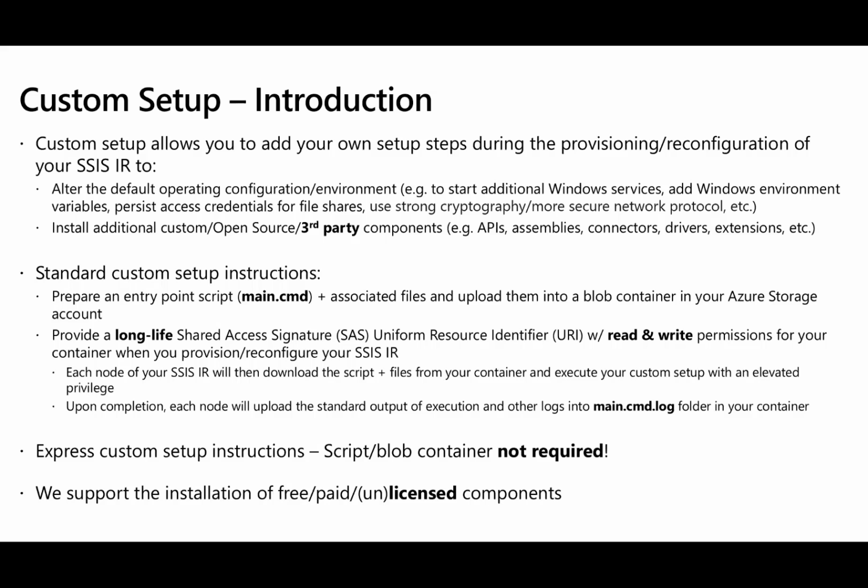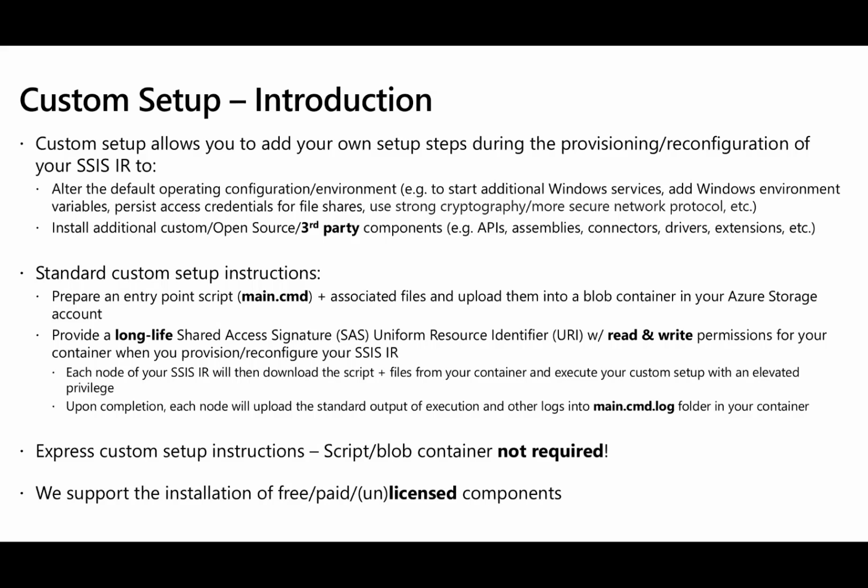The way you do it is you prepare an entry point script, what we call a main.cmd file, and then all the associated files like the drivers, the API, the MSI, and you have to upload the main.cmd custom setup script and all these associated files into a blob container in your Azure storage account. And then you have to create a sufficiently long-life SAS URI, the shared access signature uniform resource identifier, that has read and write permission, to add in when you provision your SSIS IR.